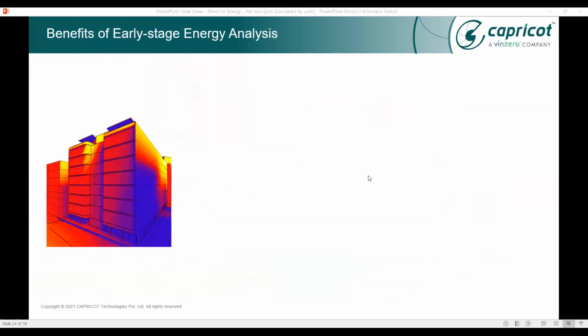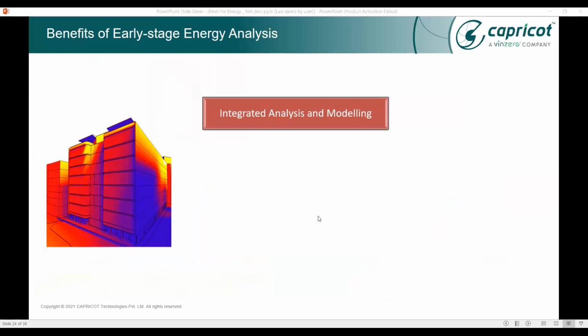Now, what is the benefit? As I told you, in the early conceptual stage, we need to go for the energy analysis. What are the benefits of that? First of all, it helps you with the modeling, right? You can enhance your modeling part. You can choose materials according to the energy analysis, like what materials will emit less heat, which will make your interiors cool, right?